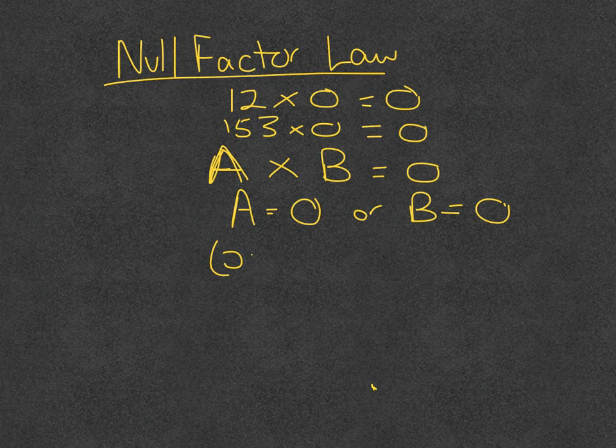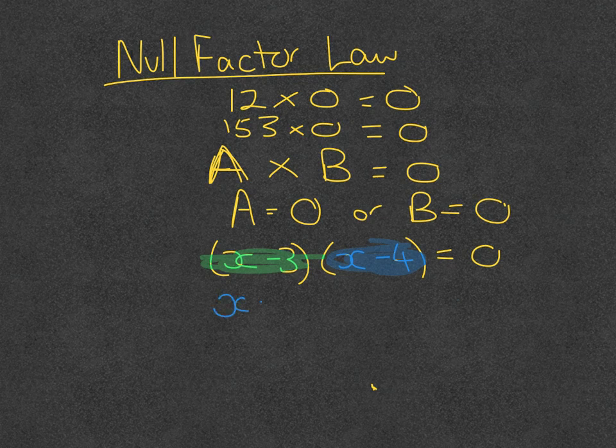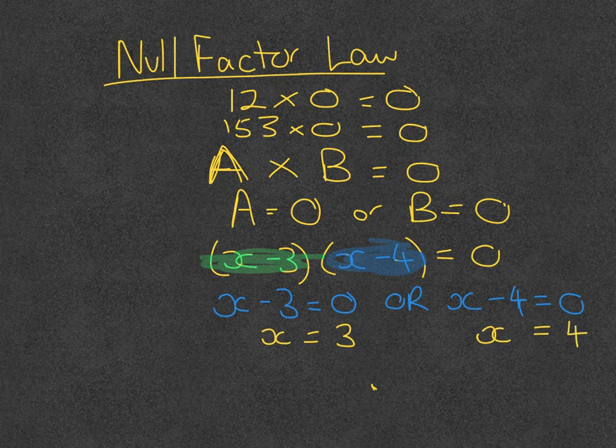So if we have something like this, where we've got x take 3 times x take 4 equals 0, x take 3 is just a number. So we do have two numbers here. We've got x take 3 as a number, and we've got x take 4 as another number. So from the null factor law, we can then go, well, either x take 3 equals 0 or x take 4 equals 0. And then as always, we want to find x, so how do I get rid of negative 3? I add it, so x is going to equal positive 3. How do I get rid of negative 4? I add it. x is going to equal positive 4.